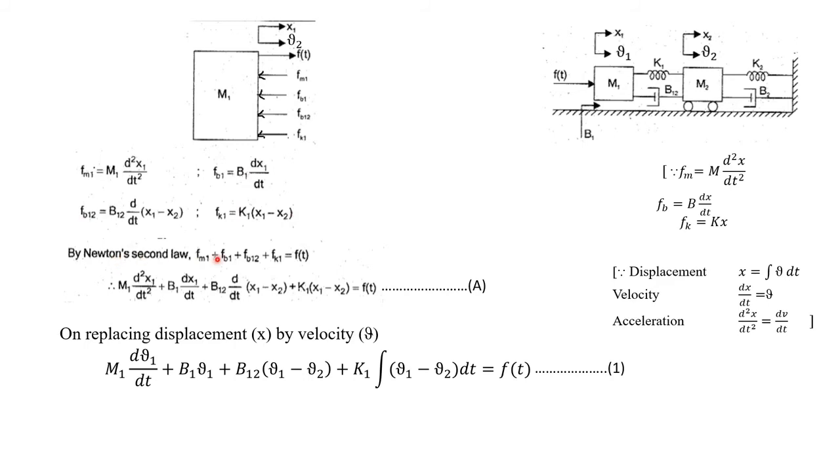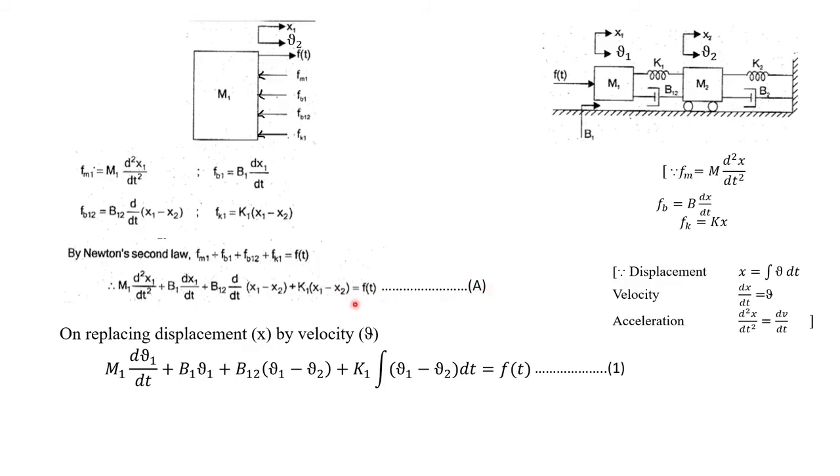Now using Newton's second law, we can write the sum of all the opposing forces will be equal to the applied force F. Now we can substitute all the values of opposing forces. All these are opposing forces that will be equal to the applied force F of t. Understood? So this differential equation is nothing but equation A.